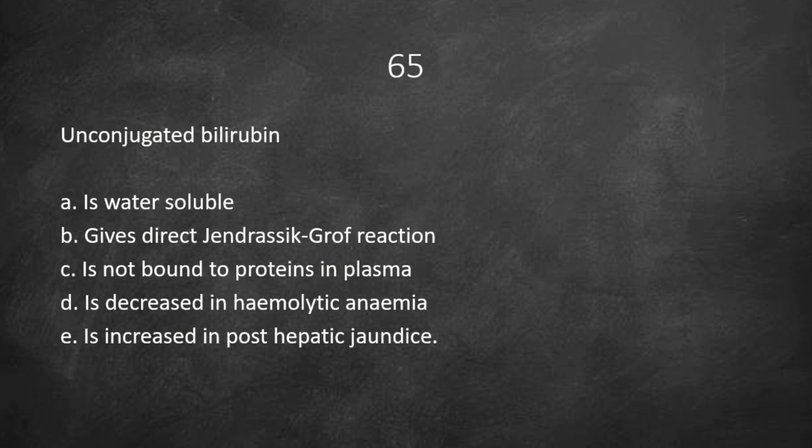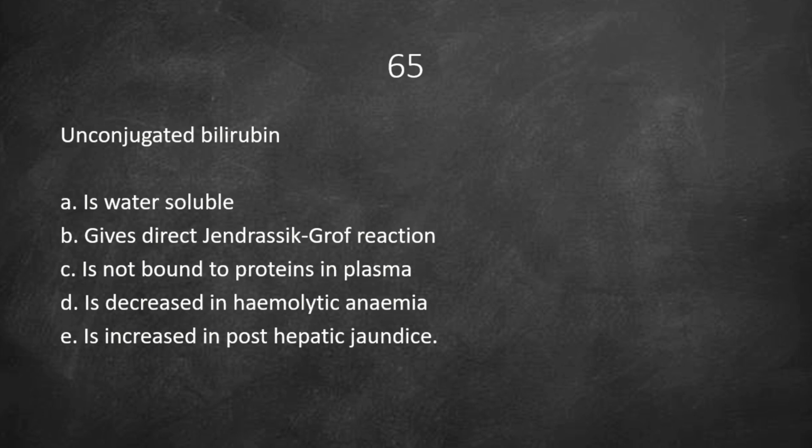Then if you look at option C, it says that it's not bound to protein in plasma. This is also incorrect. Unconjugated bilirubin is actually bound to albumin in the plasma to be transported to the liver for conjugation. Then if you look at option D, there's decrease in hemolytic anemia. This is also incorrect. In hemolytic anemia, unconjugated bilirubin levels are typically increased because of the breakdown of red blood cells, which leads to an increased production of the unconjugated bilirubin.